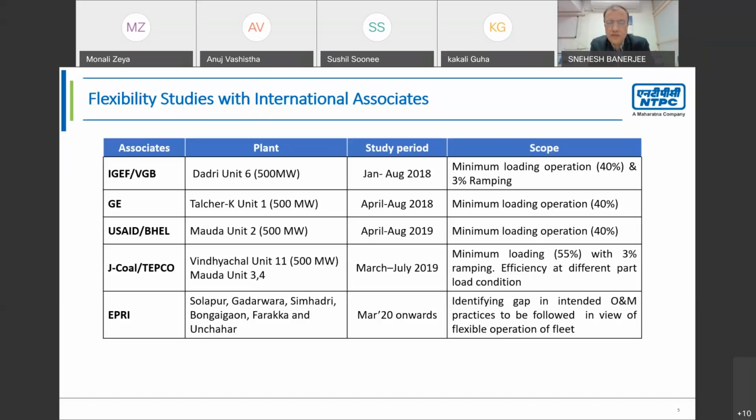At the same time, we have benchmarking studies, with the support of EPRI, the Electric Power Research Institute, to understand the nitty-gritty of the challenges that the different dimensions of operation and maintenance of a particular plant can face. There is a lot of learning from those. So this is the background from which we have already started our journey of flexibilization.